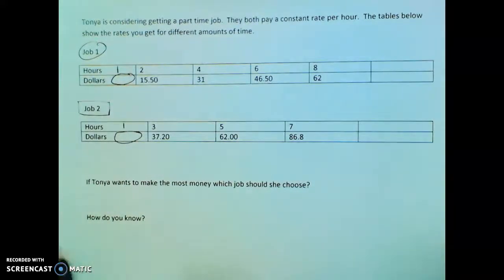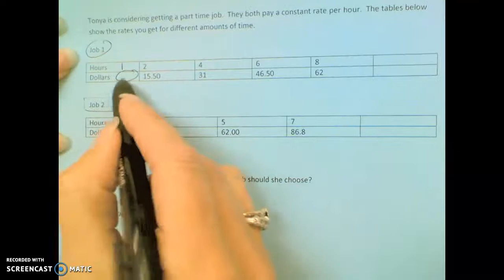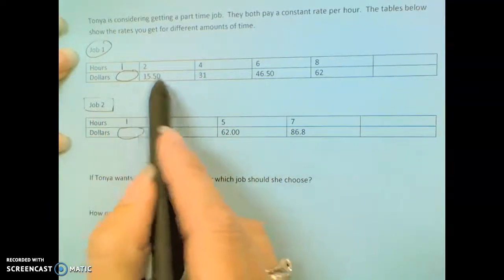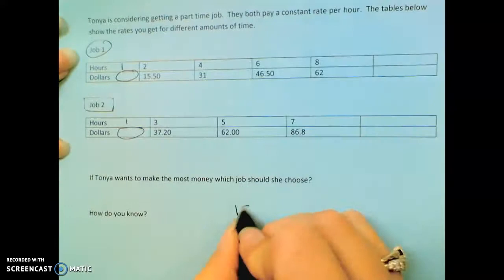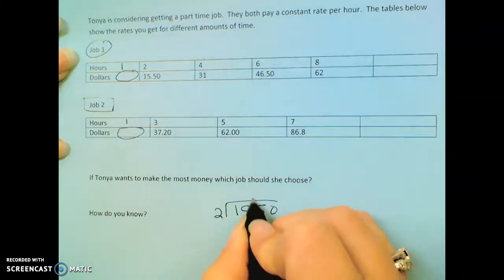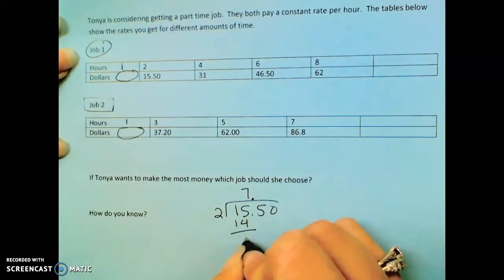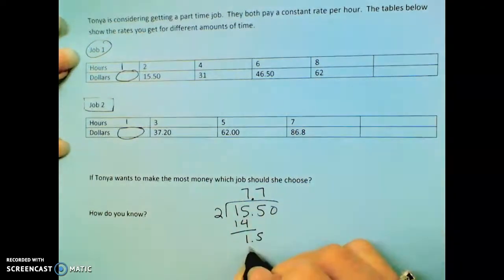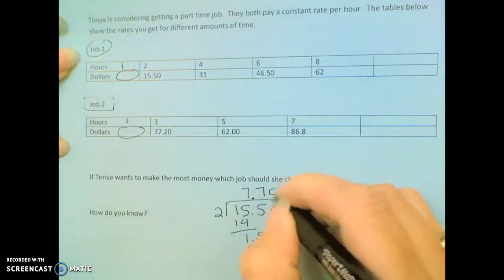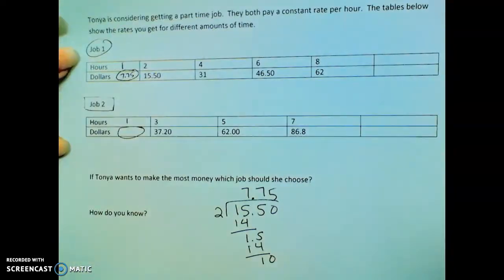So for me, I feel like unit rate is the best way to really understand and look at it. So I would figure out how much they would make per hour. So $15.50 for 2 hours, if I divide it between them, I would get that 7. That's 7 again. And then you get $7.75 per hour up here.